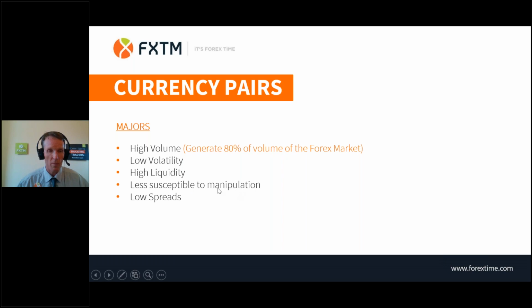That's also very important. Manipulation you will see in markets with low liquidity, you see those porcupines, and also high spreads. Because there's a lot of people trading in the majors, the competition is high between the different brokers, so the spreads and the commissions are very low there.